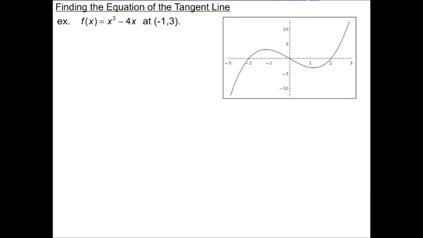Now with this newfound superpower, we can take this a little bit further and find the equation of the tangent line. So not only can we find the slope, we can find an equation, as long as we're working with a point. So if I've got this function and I want (-1, 3) as my point of interest, I want to find the slope there. If I plot that point and draw a tangent, it's going to look something like that. So I want the equation of that tangent line.